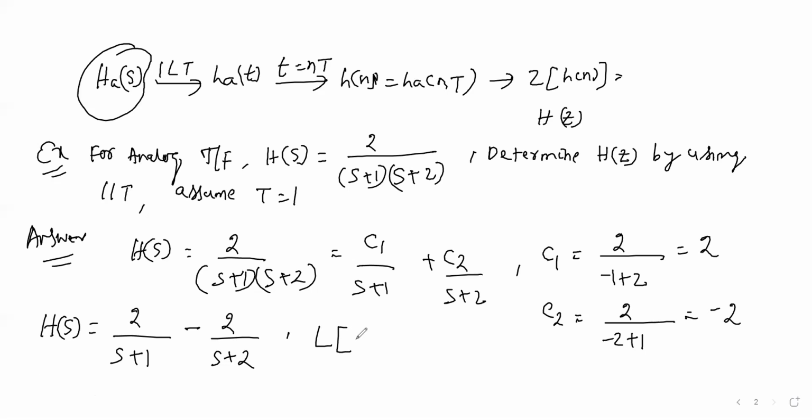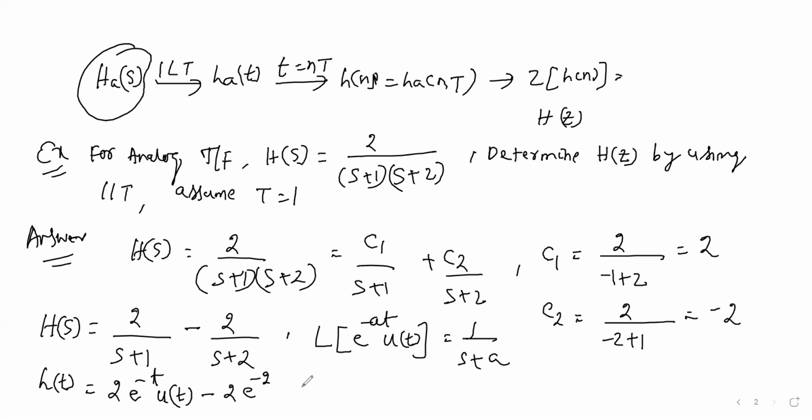You know that Laplace of e to the power minus at u(t) equals 1 by s plus a. Then what is h of t? h(t) equals 2e to the power minus t u(t) minus 2e to the power minus 2t u(t). Okay. Now what is the next step? Next step is find h of n.